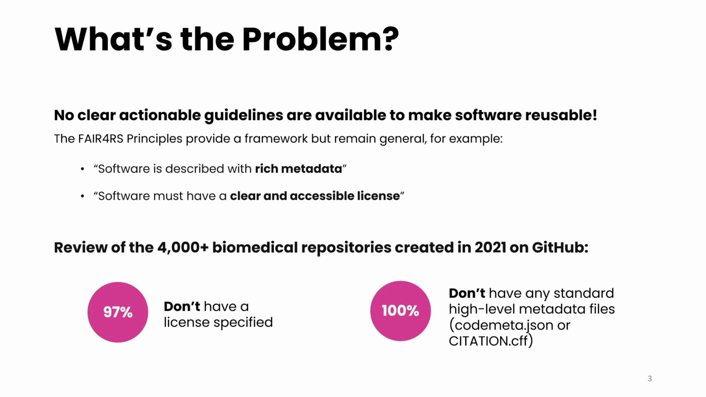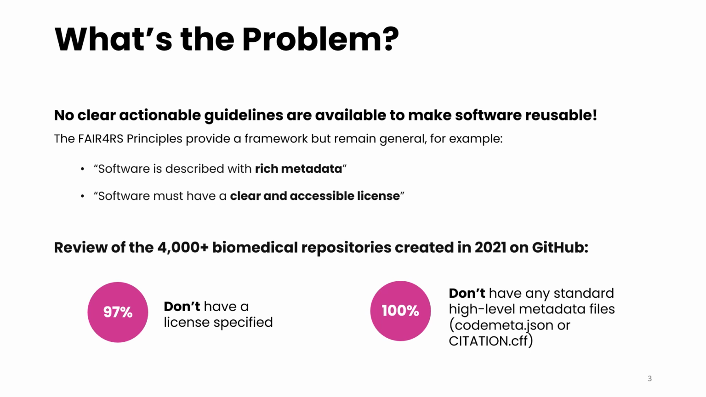The FAIR principles for research software published in 2020 do provide a framework for optimizing the reusability of research software. But by design, they provide only general instructions. For instance, software is described with rich metadata, software must have a clear and accessible license. As a researcher, it is still not clear to me how I should provide rich metadata or which license I need to choose.